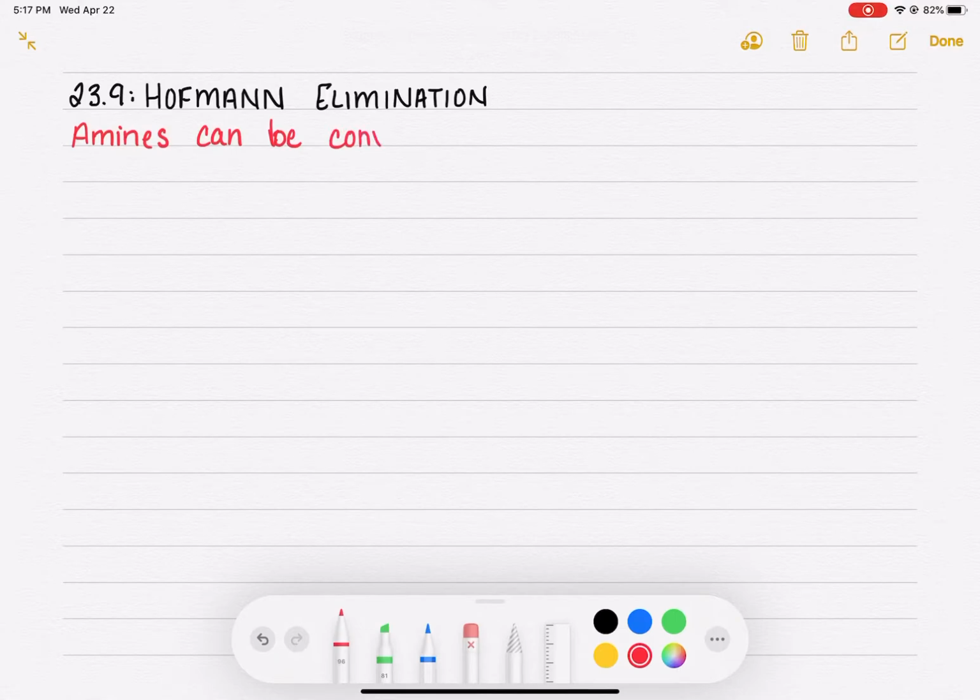Amines can be converted to alkenes via E2 elimination. And even though you've already learned about the E2 reaction, this is actually quite a bit different than what we did with elimination in the fall quarter. Overall, the general reaction is going to be our amine, and in an E2, we're just going to put that in parentheses underneath, end up with an alkene.